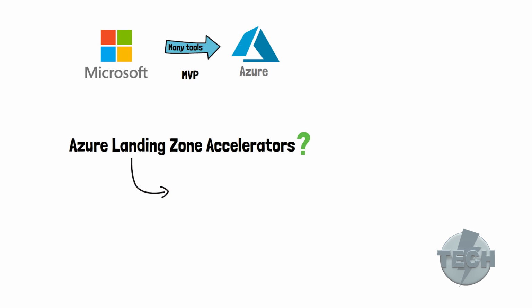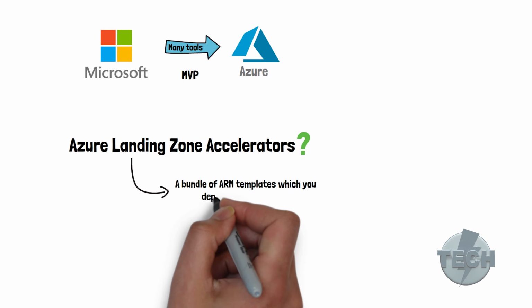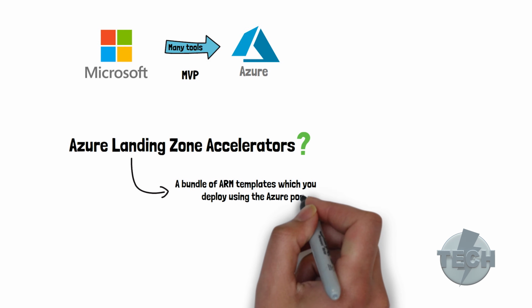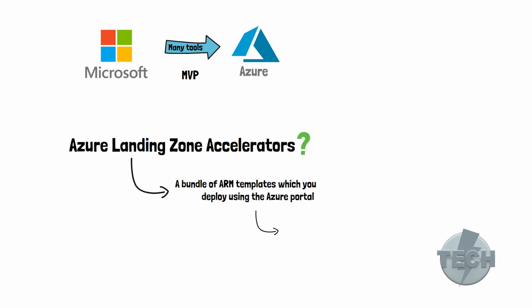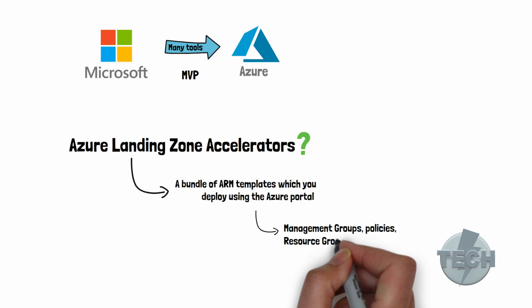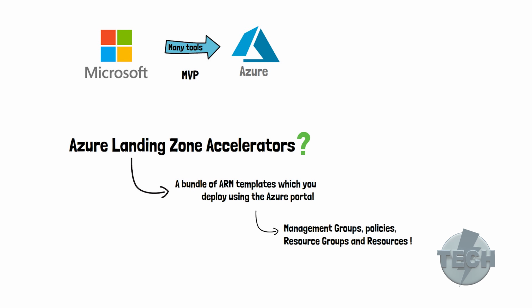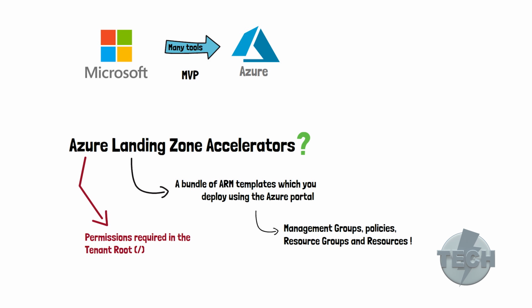Very simply explained, it's an expanded deployment template which you use directly in the Azure portal. By filling in this template, you will create a full environment with management groups, policies, resource groups, and resources within Azure. Keep in mind, in order to use this template, you need to have permissions in the tenant root. This may be a point of discussion if another party is managing the tenant.